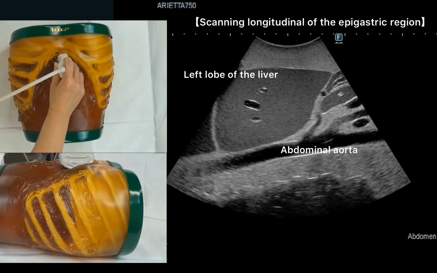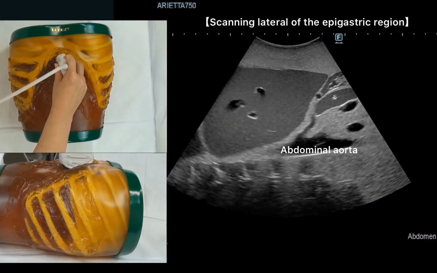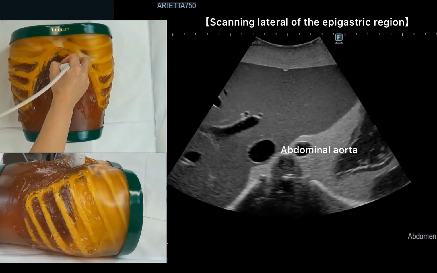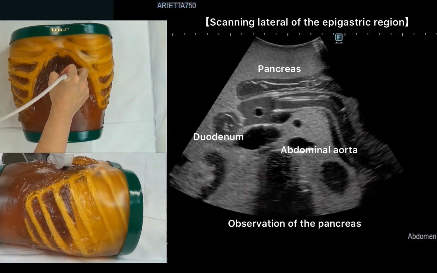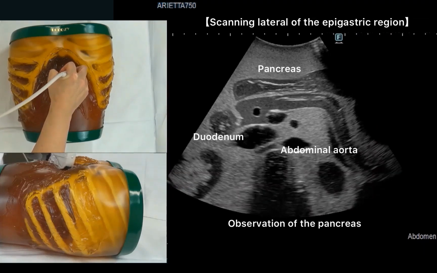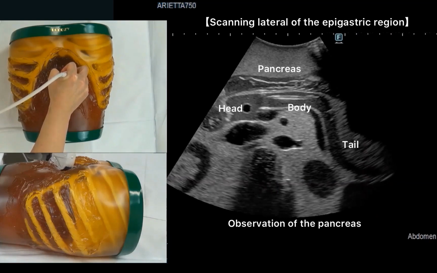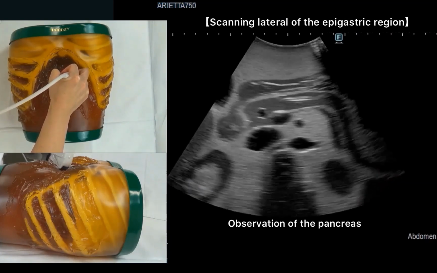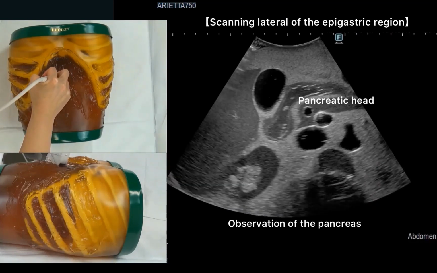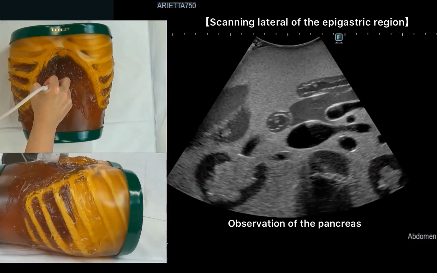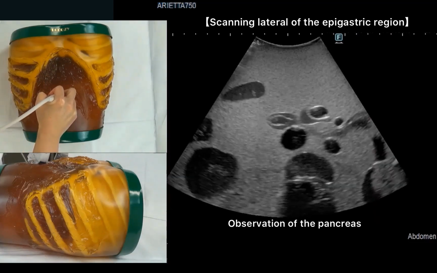Then look at the pancreas. Rotate the probe 90 to 100 degrees counterclockwise where the abdominal aorta can be seen, and move it slightly towards the patient's foot side to reveal the pancreas. Observe the head, body, and tail of the pancreas. When observing the head, move the probe from the patient's head side to the foot side to observe the head.